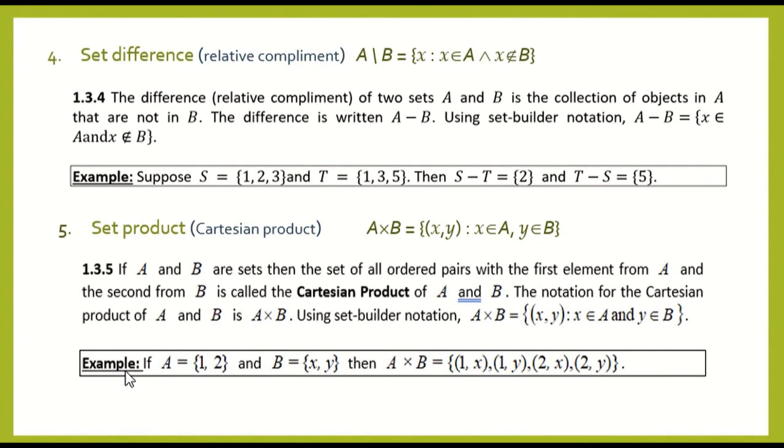So example, if we have here set A which has elements 1 and 2, set B which has elements x and y, then A times B is equal to 1, x, 1, y, 2, x, and 2, y. So, we just distribute. Ato lang i-distribute ang elements ni A dito ni B. So, 1 and x, 1 and y, then we have 2 and x, 2 and y. So, that is the set product.